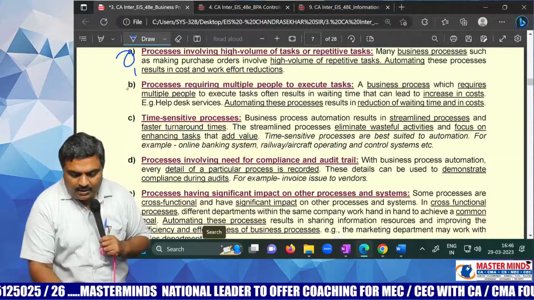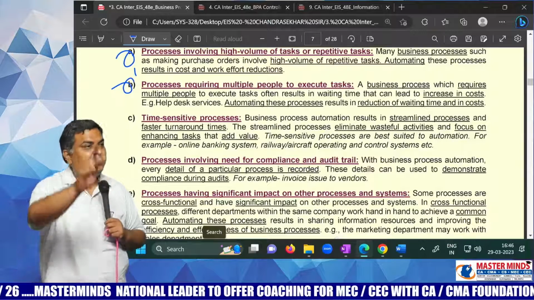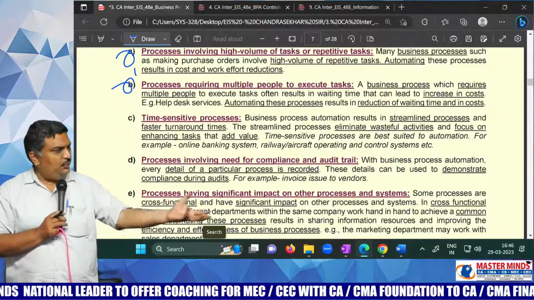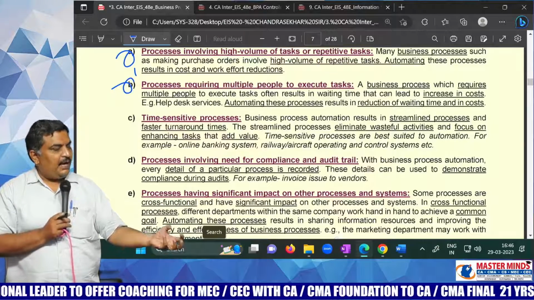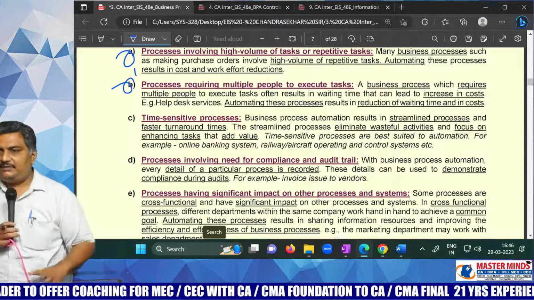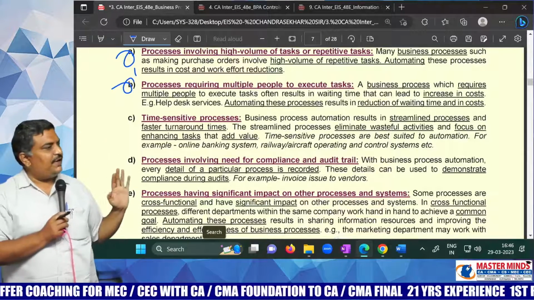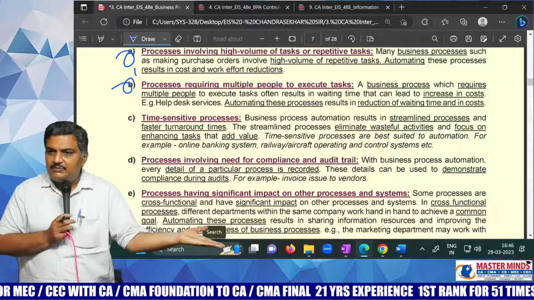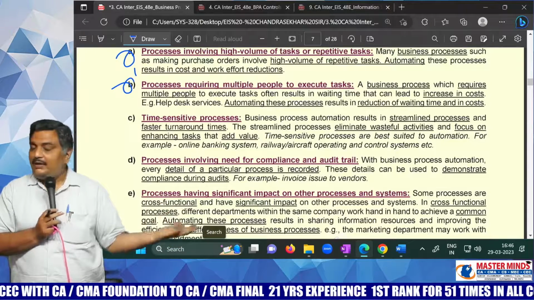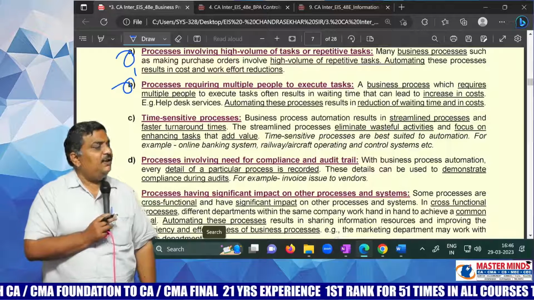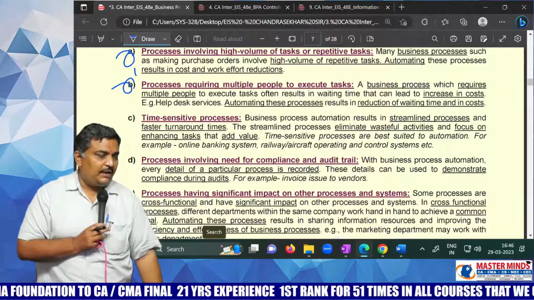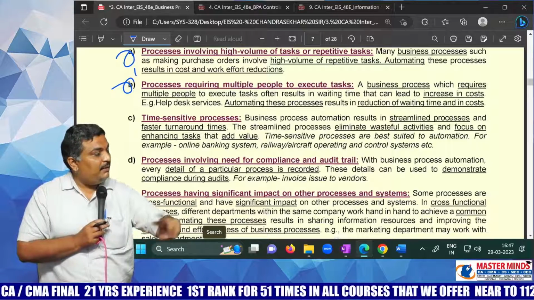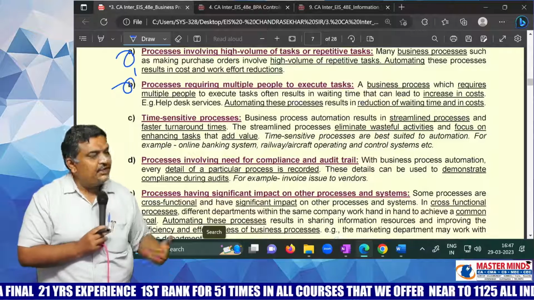What is the next one? Processes requiring multiple people to execute. This is the biggest headache. You go to some government office and you want a birth certificate or death certificate, and 3 or 4 people need to sign on that. 2 people signed it, and the third person is not there. You ask, sir, when will this sir come? The other person says, I don't know. You ask another, when will sir come? He went to Tirupati on tour, 1 week he'll come. And sometimes, these 2 employees quarrel among themselves and they do not finish your work.